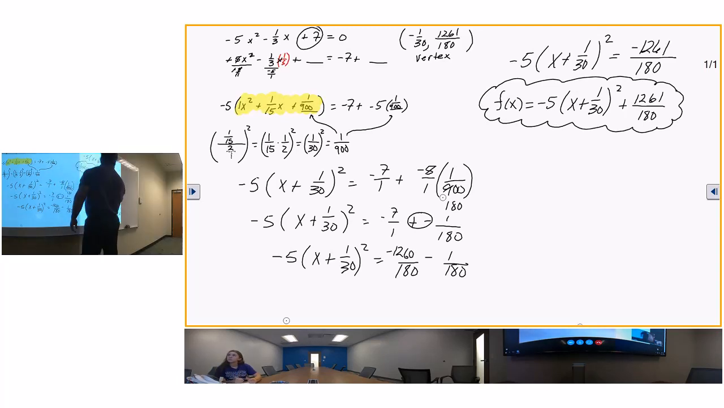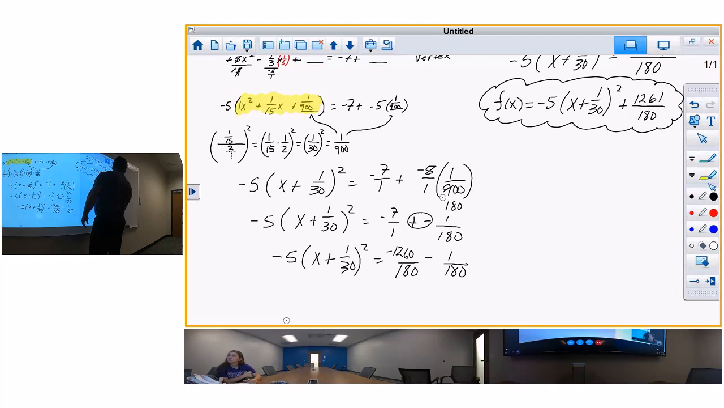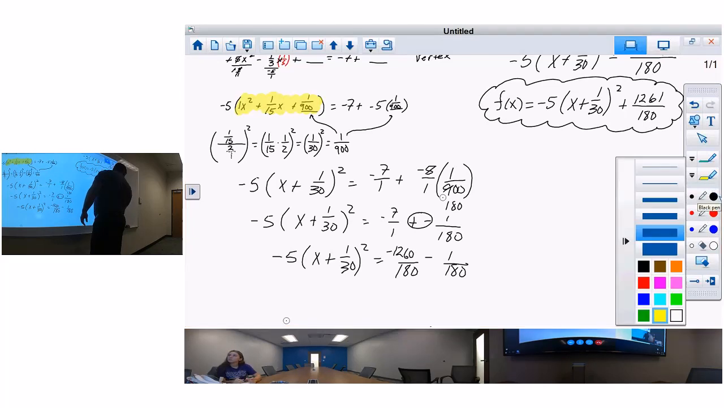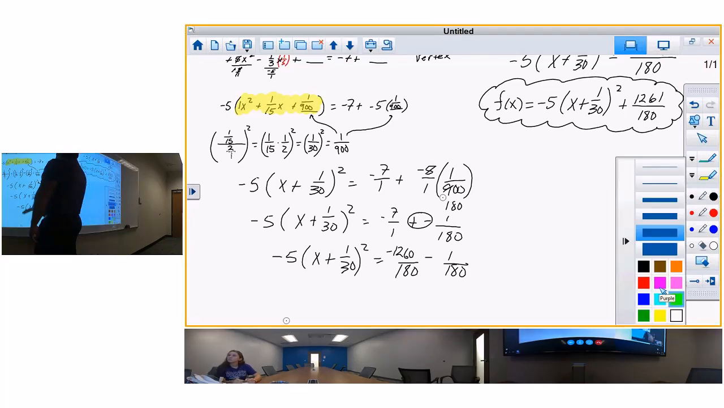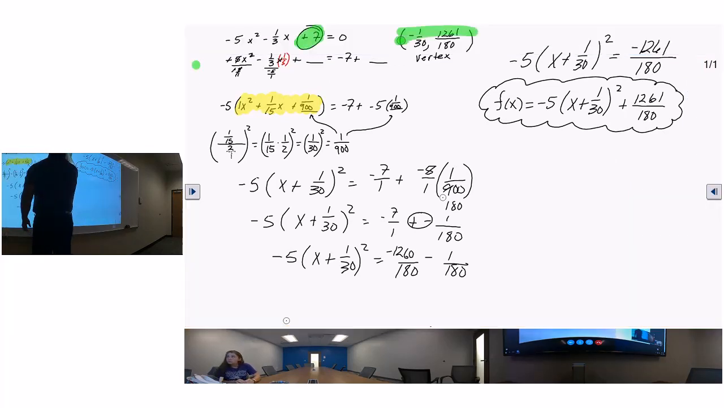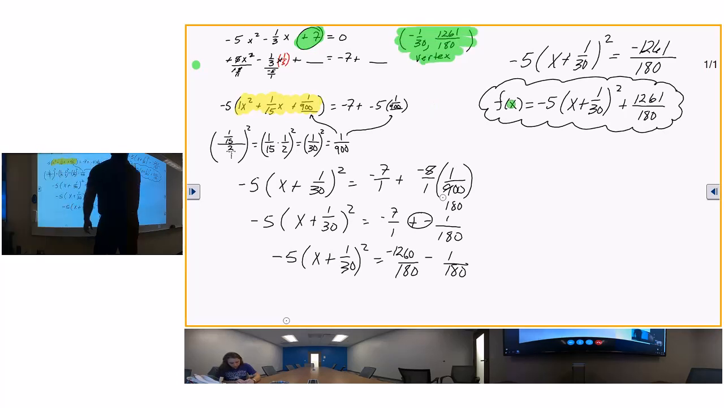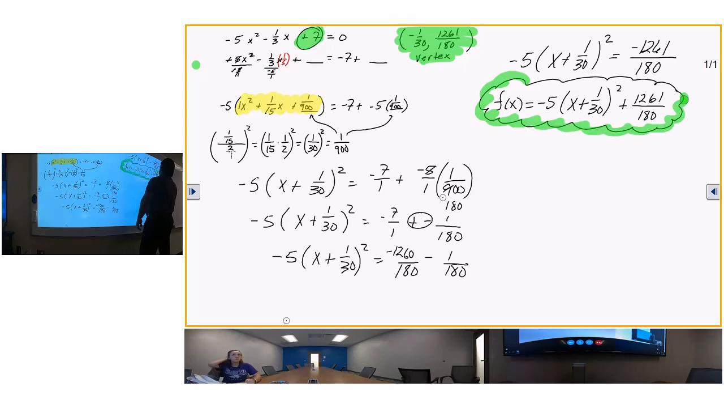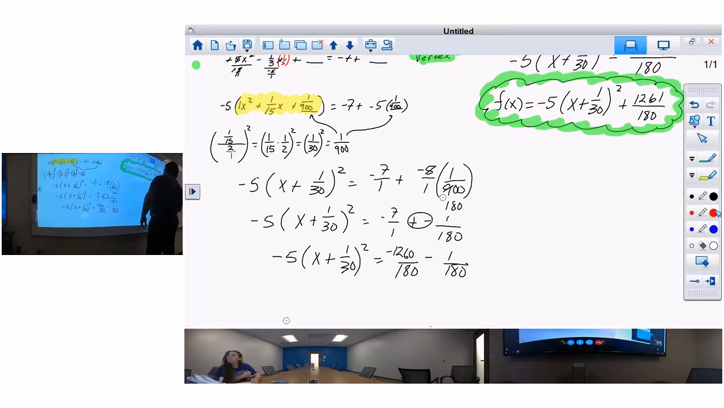Okay, so we've got our three things that we need. I'm going to put this in green. We need our y-intercept. There's our y-intercept. We need our vertex. And we need the standard form. And now we're going to get the x-intercepts.